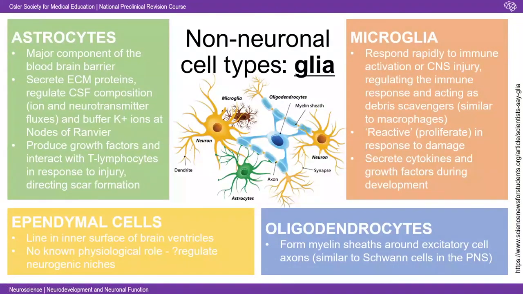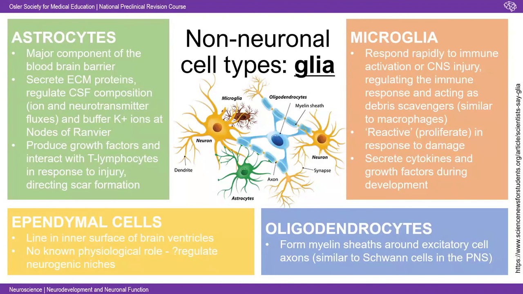These are your astrocytes, which are really the do-it-all non-neuronal cells in the brain. So these guys are important parts of the blood-brain barrier. They are important for regulating the extracellular matrix and the extracellular environment in the brain by regulating cerebrospinal fluid composition. In particular, they take up and break down excess neurotransmitter, and they help regulate potassium ions at the nodes of Ranvier. And they also interact with T cells to help during inflammation and repair.